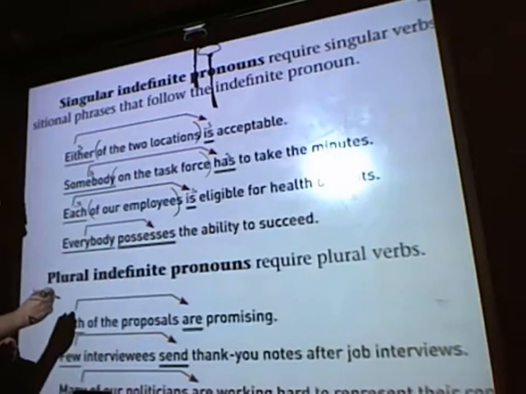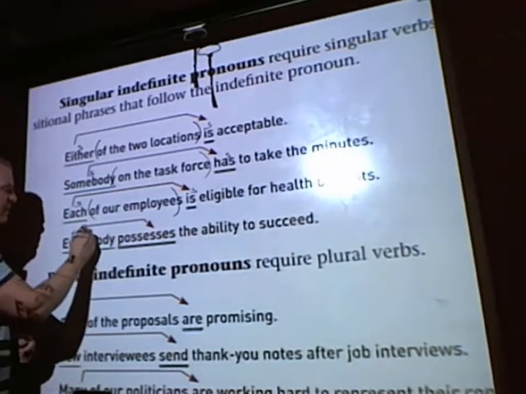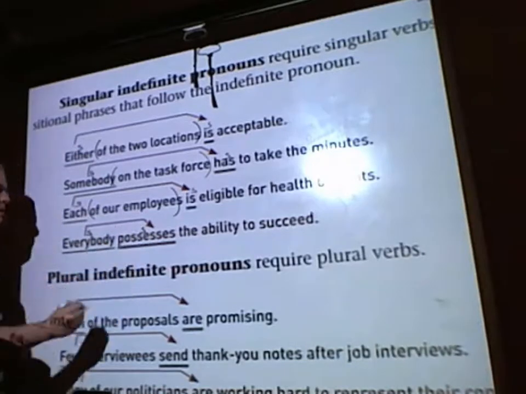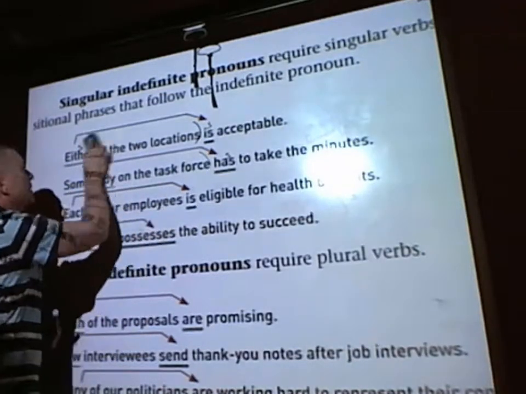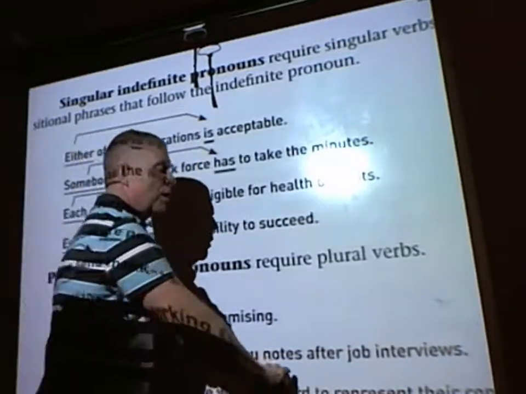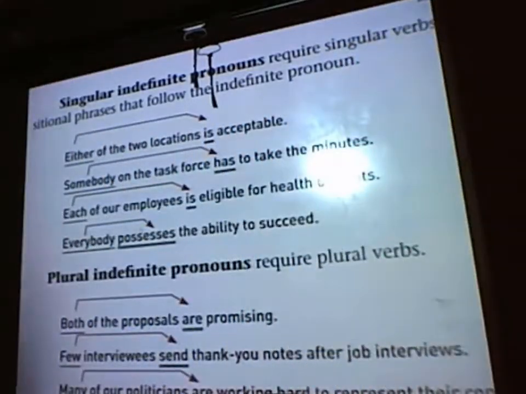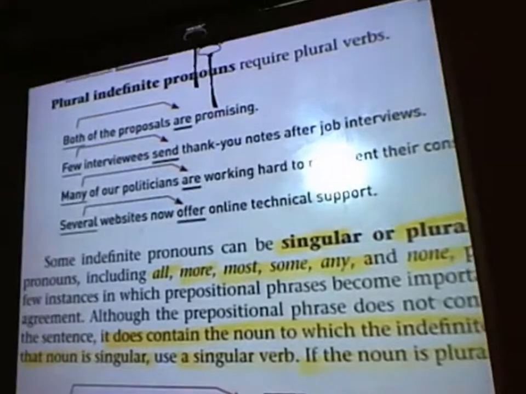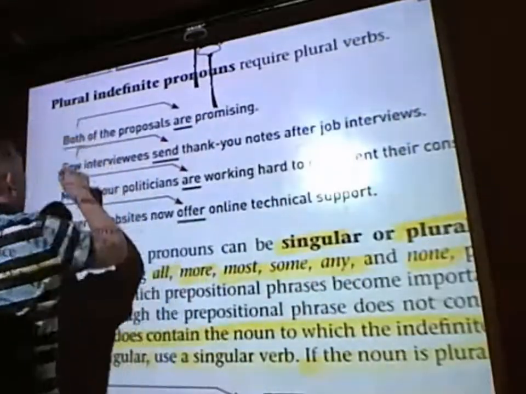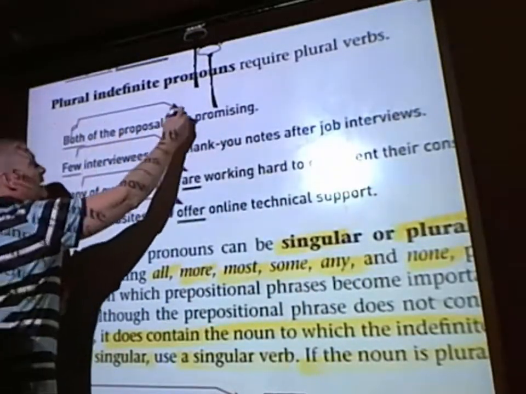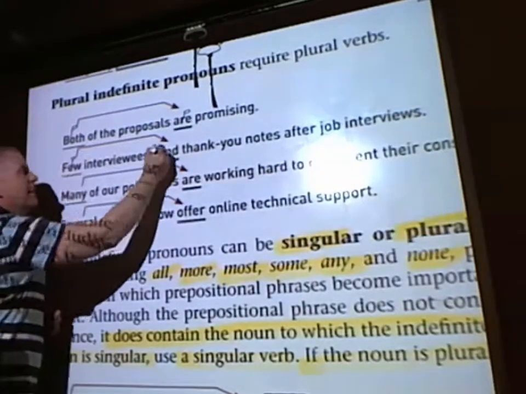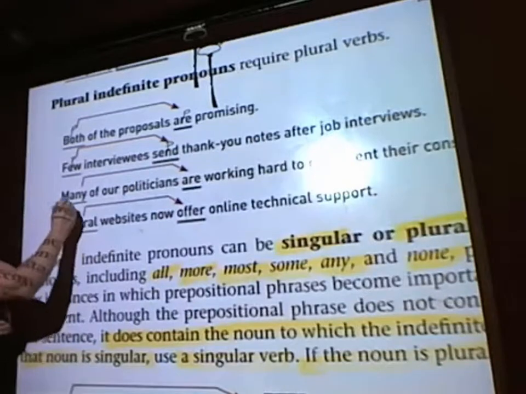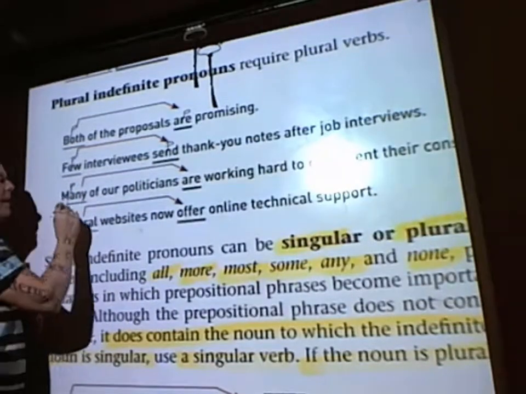Okay, the next part uses those that are considered to be plural. Both is always considered to be plural, so we need a plural verb. Few is always considered to be plural, so we need a plural verb. Many is considered to be a plural pronoun, so we need a plural verb. Several is always considered to be plural, so we need a plural verb.